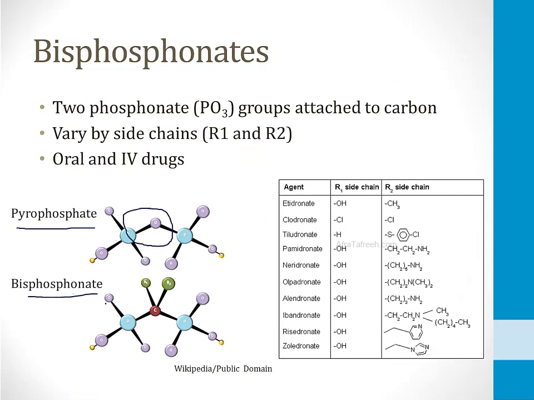A bisphosphonate is two phosphate groups connected by a carbon molecule, and also attached to that carbon molecule are two side chains called R1 and R2. And the two side chains R1 and R2 vary among the different bisphosphonate drugs, and this is what's responsible for their different properties. Some of them are oral and some of them are IV drugs.